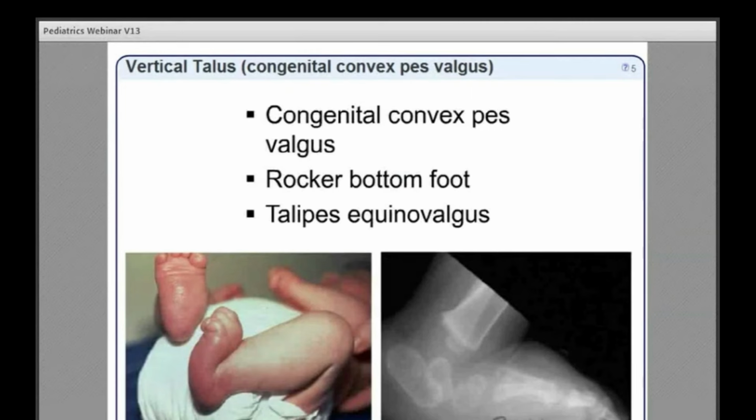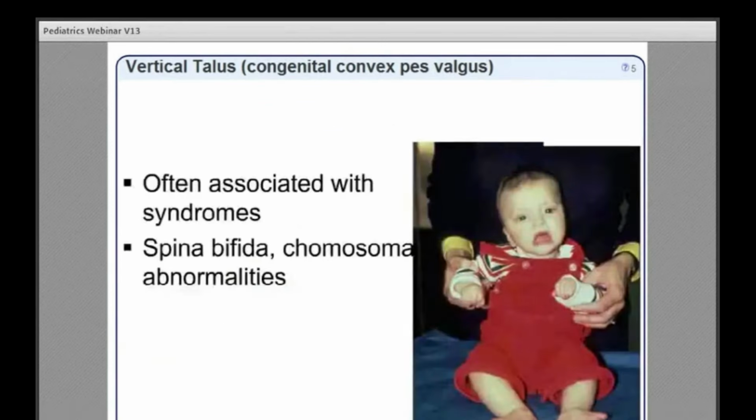First of all, you need to know that with vertical talus, it'll be presented with multiple different types or names, such as convex pes valgus, rocker bottom foot, or talipes equinovalgus. The clinical appearance is such as you see in the infant picture on the left-hand side. Often associated with syndromes, with spina bifida and chromosomal abnormalities leading the way.